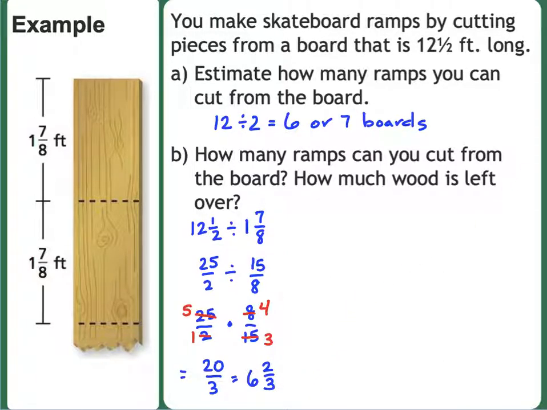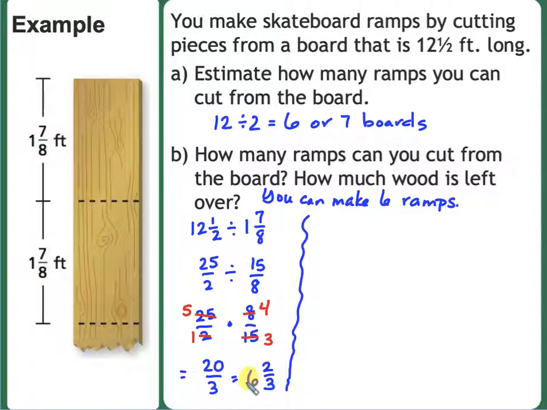So that tells us we can make 6 full boards. Or not full boards, 6 ramps. You can make 6 ramps. Then it asks how much is left over. Now we have 2 ways to do this problem.